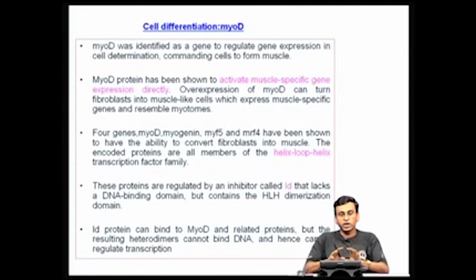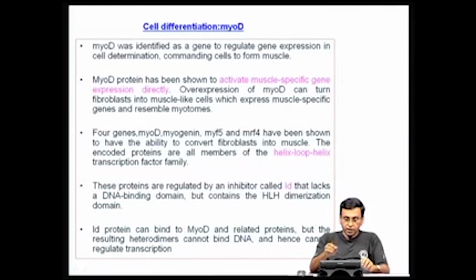That is because MyoD can go and bind to various genes which are involved in muscle differentiation. In addition to MyoD, there are 3 other proteins called myogenin, MRF5, and MRF4. They have all been shown to have the ability to convert fibroblasts into muscle. So, these are all transcription factors which play a very important role in the muscle differentiation program, and they all belong to this helix loop helix transcription factor family.